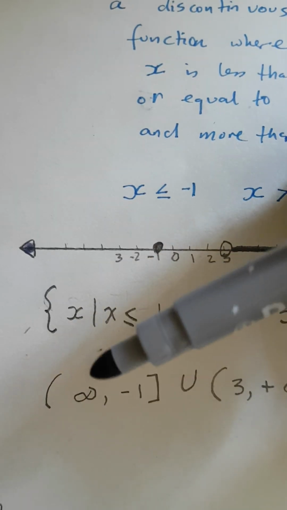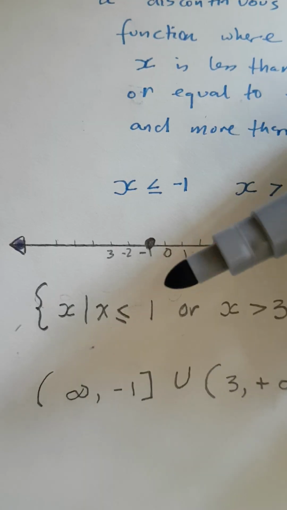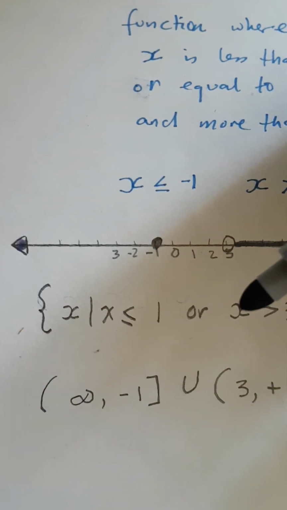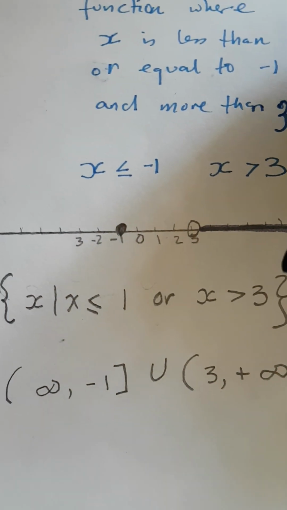And when you're writing in set notation, you'd use the curly bracket, x is a set such that x is less than or equal to minus 1, or x is more than 3, and a closing curly bracket.